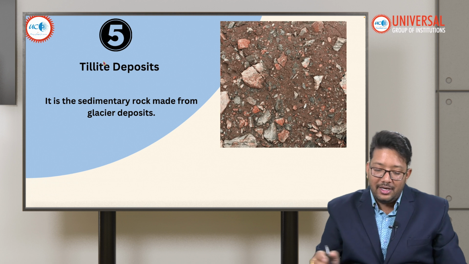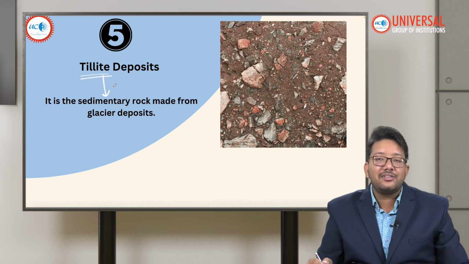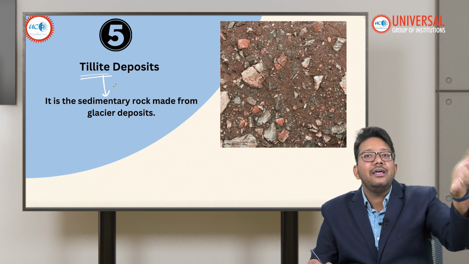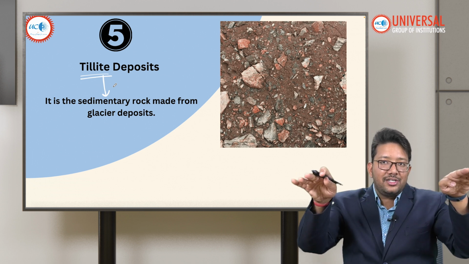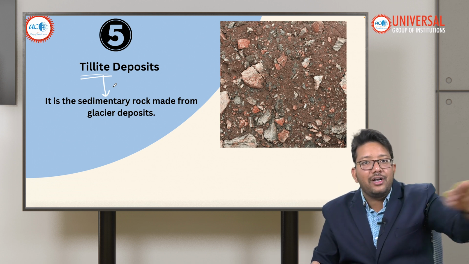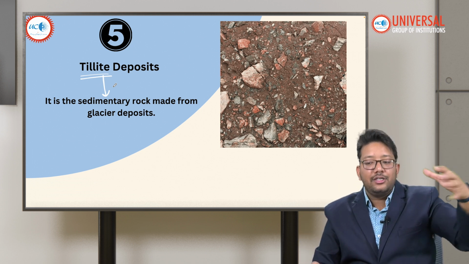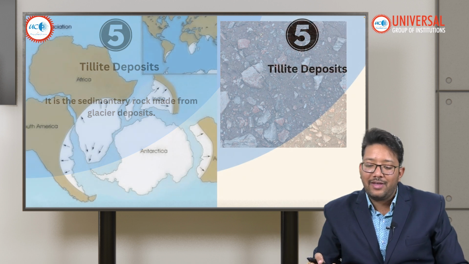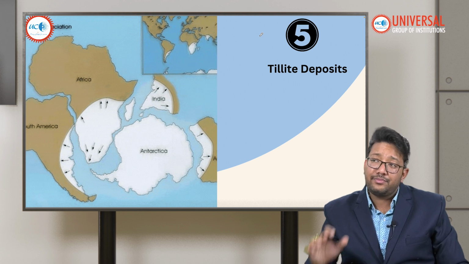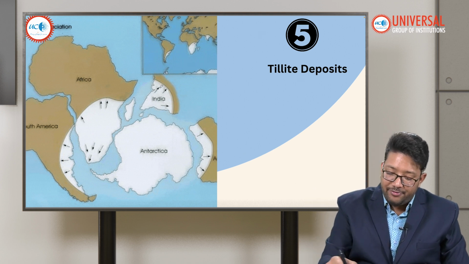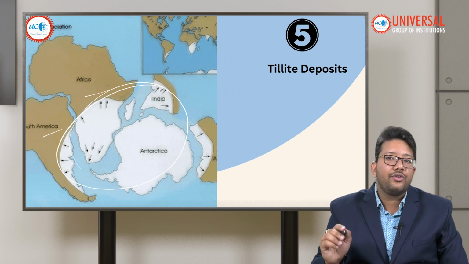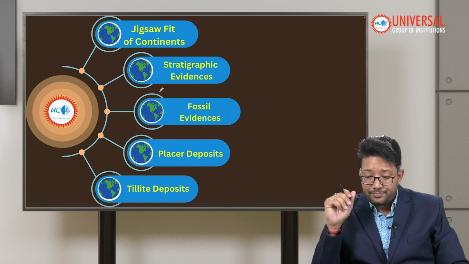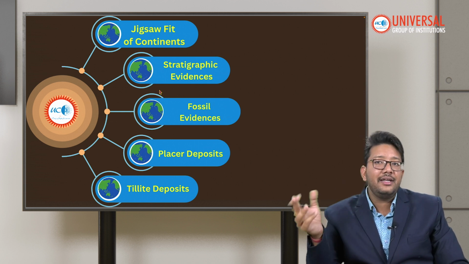And the fifth evidence was Tillite deposits. Tillites are sedimentary rocks formed from glacier deposits. When glaciers are moving, they erode the mountains. Such formations you will find in all the continents. So these are the 5 evidences according to Alfred Wegener, and these Tillite deposits have been found in all 5 continents. Okay, so this is the summary: jigsaw fit, stratigraphic evidence, fossil evidence, placer deposits and Tillite deposits.